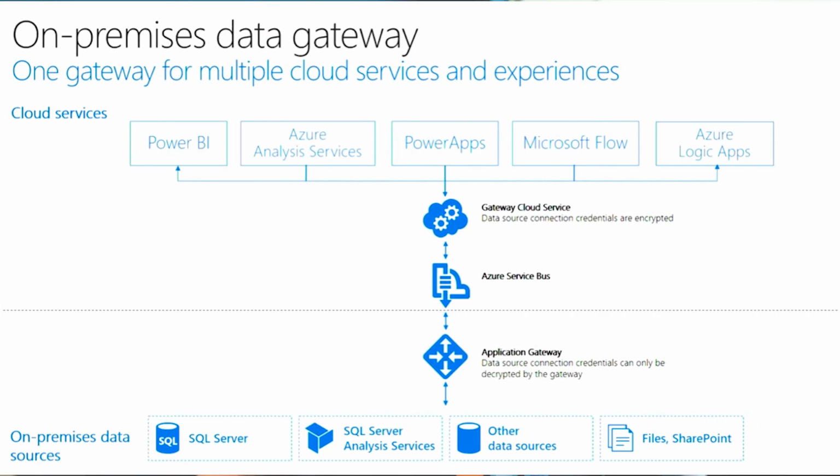Before we actually jump into the gateway, just remember that the on-premises data gateway can be used for more than just Power BI. There are other services that can take advantage of this, such as Power Apps, Microsoft Flow, Logic Apps, and Azure Analysis Services. So one gateway can be installed and you can use that with all of the services that are supported by the on-premises data gateway.